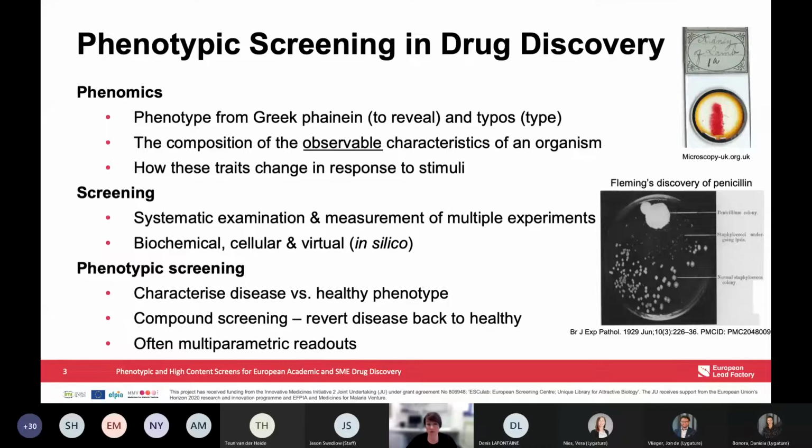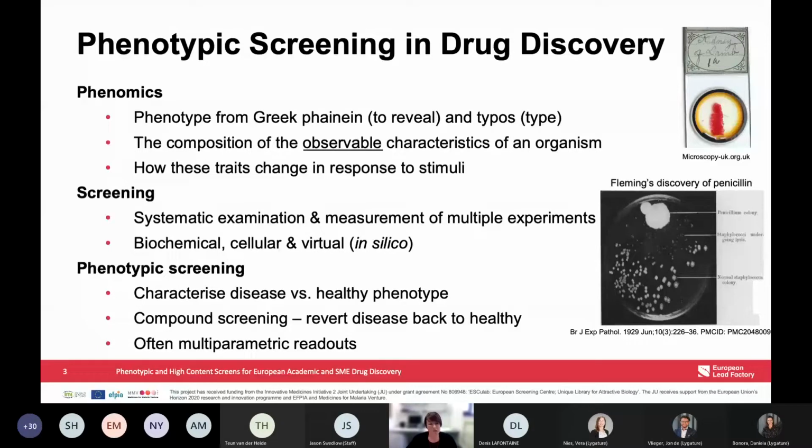So phenotypic screening in drug discovery isn't a new phenomenon. And there's an example here just of an old microscope slide of a lamb kidney biopsy. Historically, observation was the only mode of examination available. So phenomics being the study of a phenotype, and a phenotype derived from the Greek phenein, to reveal, and typos, type, and that being the composition of the observable characteristics of an organism and how these traits change in response to stimuli, being that genetic mutation, environmental conditions, or chemical agents such as chemical compounds.